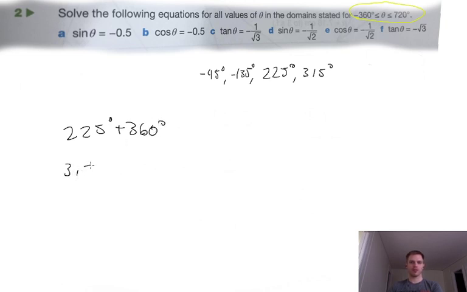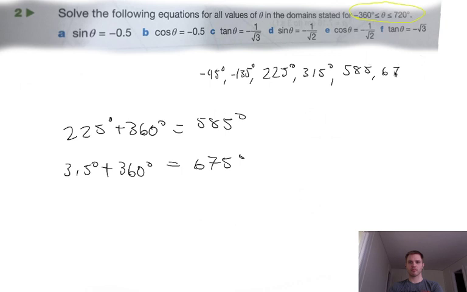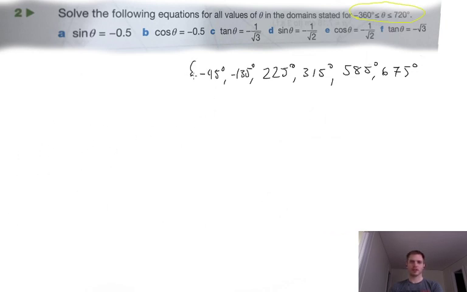And then 315 degrees plus 360 degrees. So this is 585. And this is 675. Okay. All right. And so these are your answers for part D.